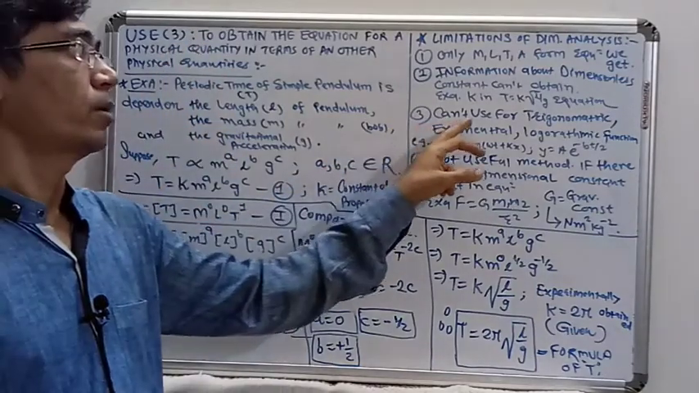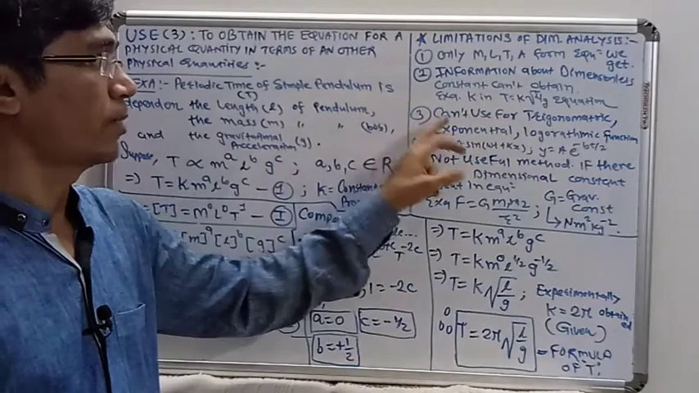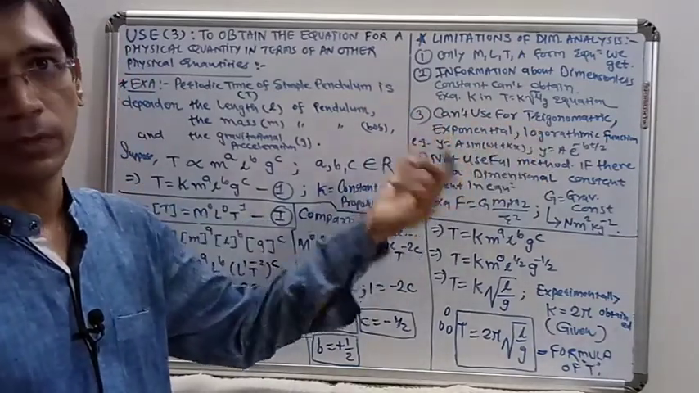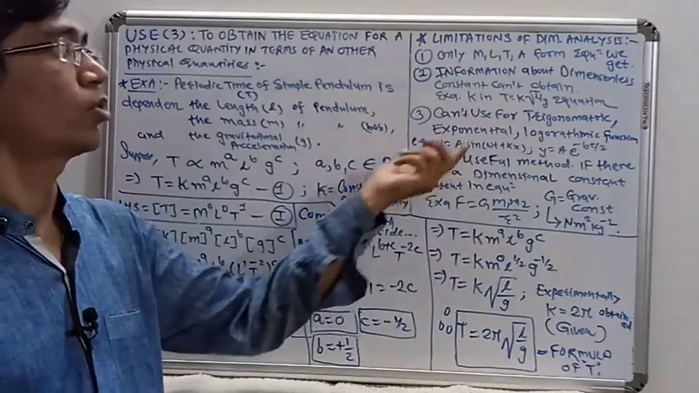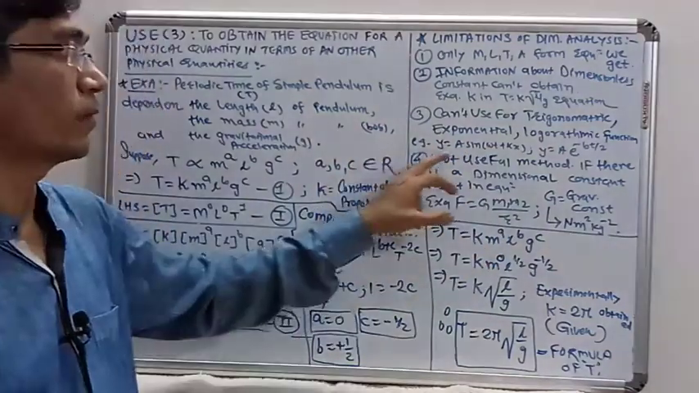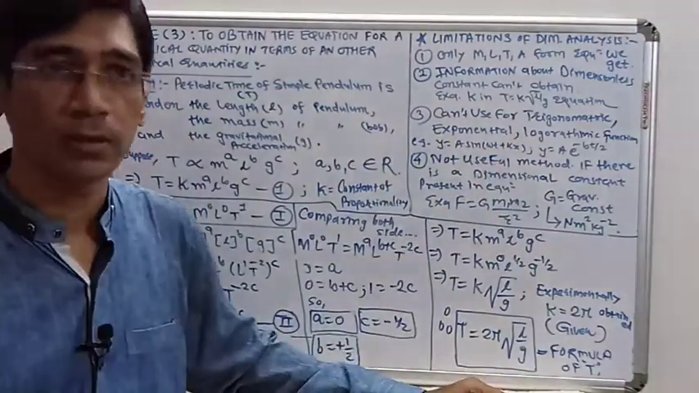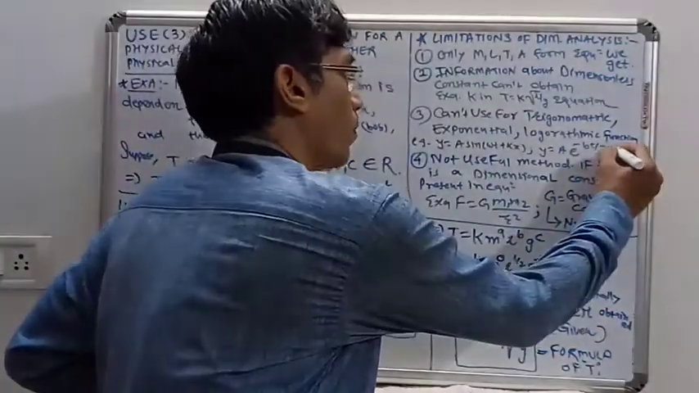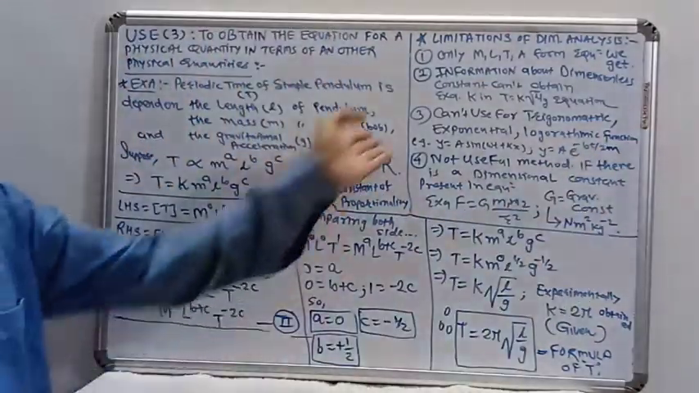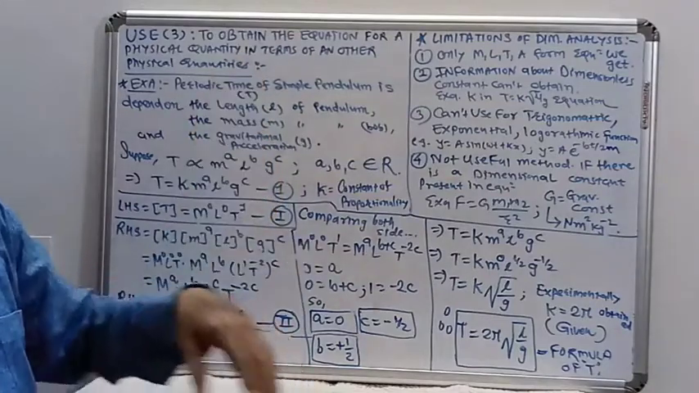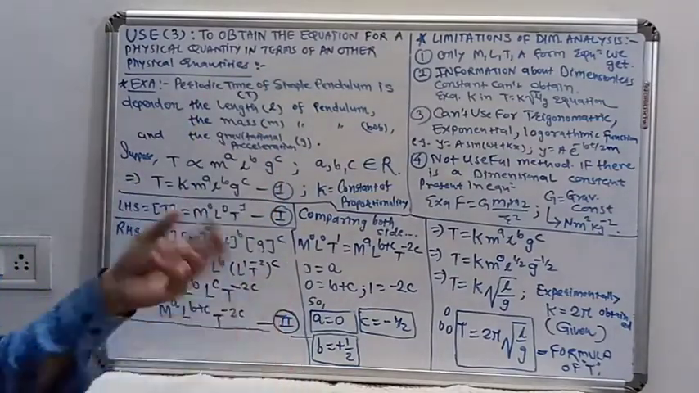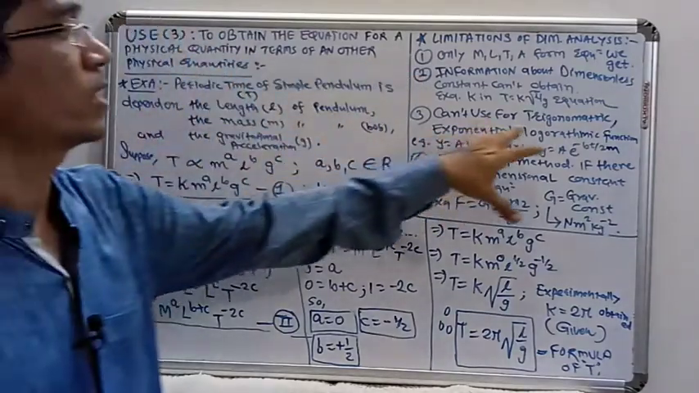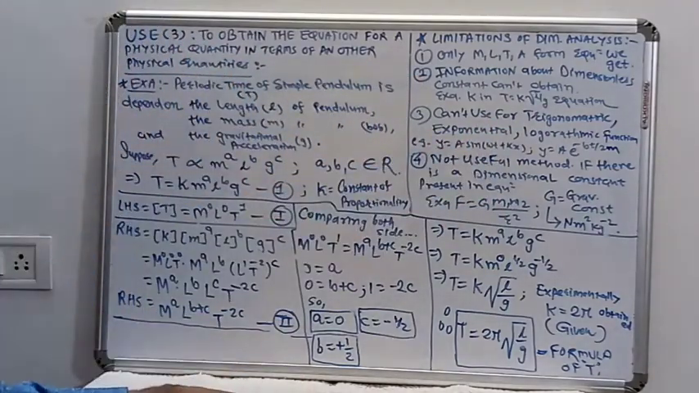Third, we can't use this dimensional analysis method for trigonometric, exponential or logarithmic functions. Example: y equal to a sin(omega t plus kx), y equal to a e raised to minus bt by 2m. For this type of equation, which comes in the chapter on waves and oscillations, we cannot use this dimensional analysis method.